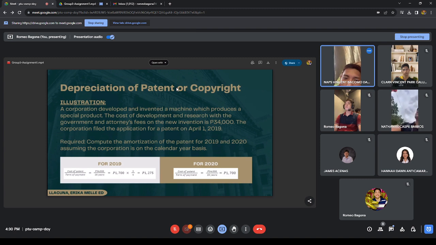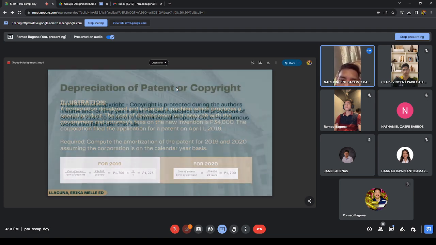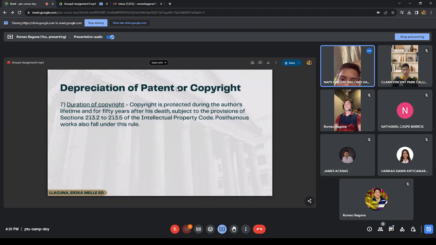Now, for 2020, it is the same process. However, we will not be multiplying it by 3/4 because we are looking at the whole year. So, for the amortization of year 2020, it will be 1,700 pesos. Lastly, for the depreciation of patent or copyright, the duration of copyright. Now, copyright is protected during the author's lifetime and for 50 years after his death, subject to the provisions of sections 213.2 to 213.5 of the Intellectual Property Code. Posthumous works also fall under this rule.